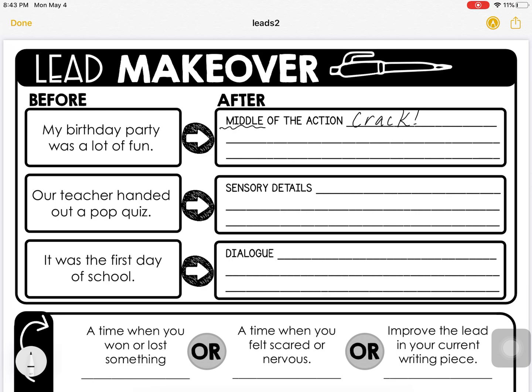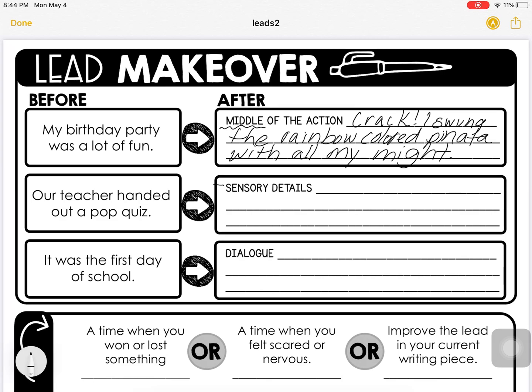Crack! I swung the bat at a rainbow-colored piñata with all my might. You may choose to use my example, or if you have a better one that relates to your own birthday, feel free. I can't wait to see what you come up with. I want you to give it a try.